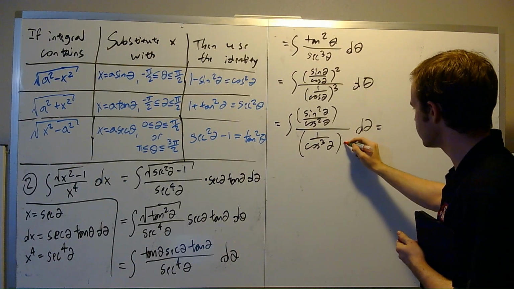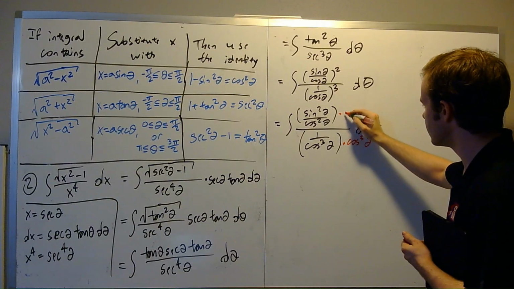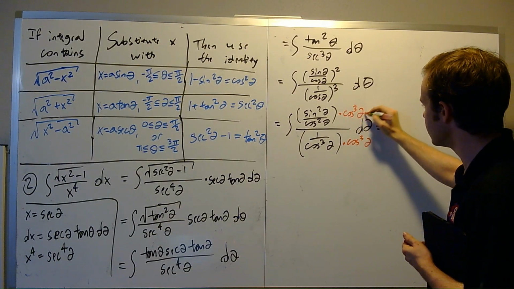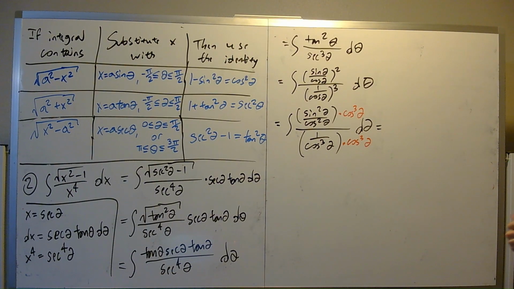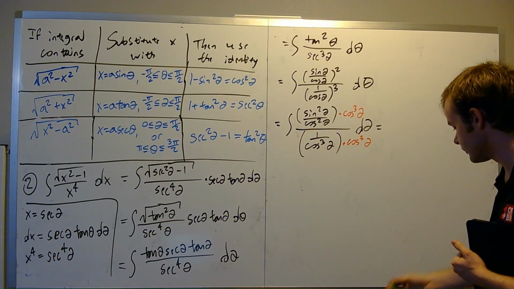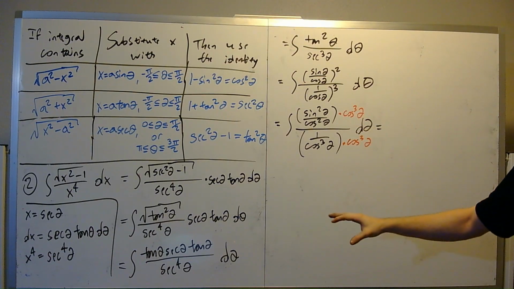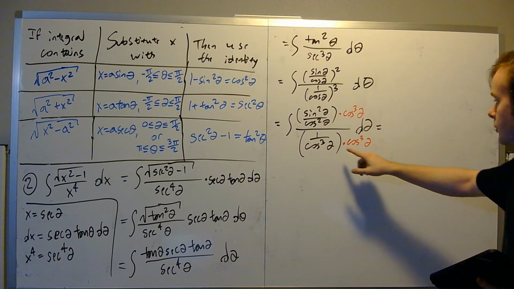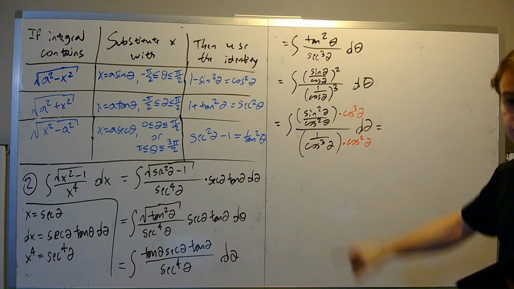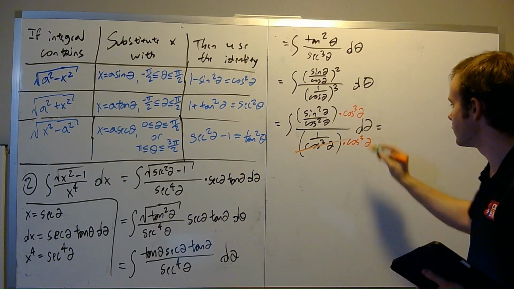I'm going to multiply this by cosine cubed theta, and I'm going to multiply this by cosine cubed theta. I'm doing the same thing to both the top and the bottom of the fraction, so it doesn't change anything because they just cancel out, right? So we're maintaining the fact that this is the same fraction, because I'm just multiplying the numerator and denominator by the same thing. But now, cosine cubed divided by cosine cubed, that's going to cancel out. Let me say that cancels out.